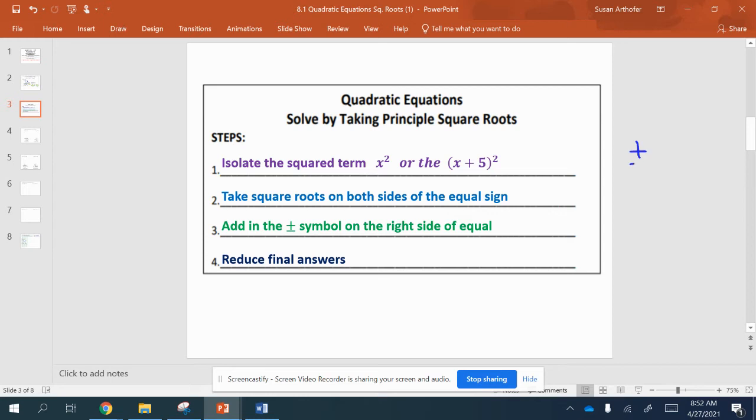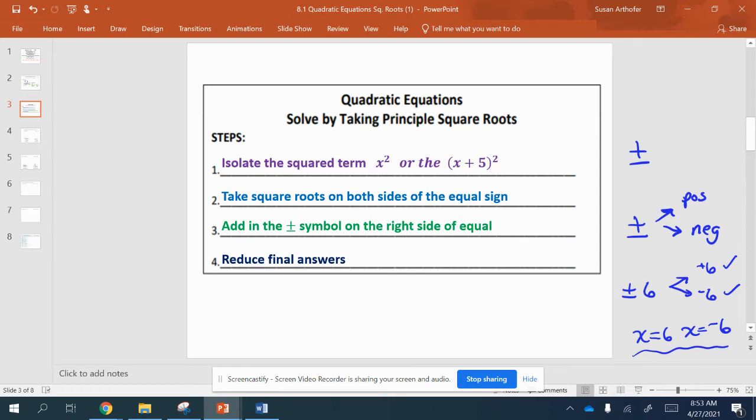So what is this plus or minus symbol that we use in math? It's a short way to say a positive answer and a negative answer. For instance, plus or minus 6 means positive 6, and it means negative 6. So there's two answers, but we don't write it out as x equals 6, x equals -6. That takes too long in math, so us math teachers are kind of lazy. So we write x equals plus or minus 6. So that's what that means. Okay, and we'll work with that as we go.